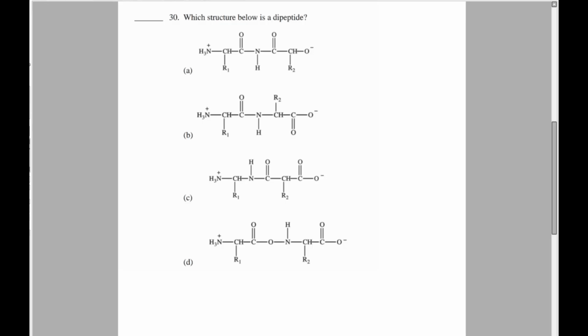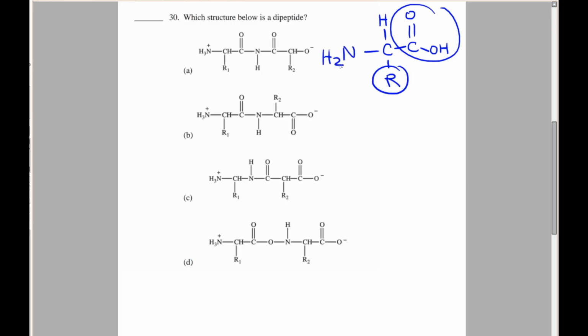So it's probably a good idea to draw out what an amino acid looks like. If you remember, an amino acid will have a carboxylic acid group, a side chain, and an amino group, sort of like this. So if we're labeling these, this is the amino group, this is the side chain, and this is the carboxylic acid. Okay, so whenever we link amino acids together, we're going to have a dehydration reaction taking place, which means we're losing a water molecule.